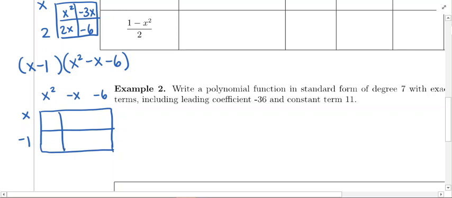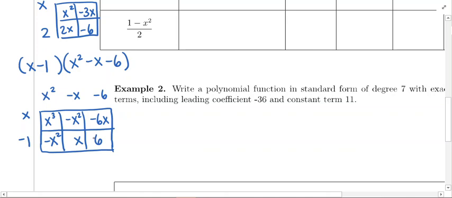So let's see here. We're going to take each pair, multiply them together. X times x squared is x cubed. X times negative x is negative x squared. X times negative 6 is negative 6x. Negative 1 times x squared is negative x squared, and then negative 1 times negative x is positive x, and then negative 1 times negative 6 is positive 6.